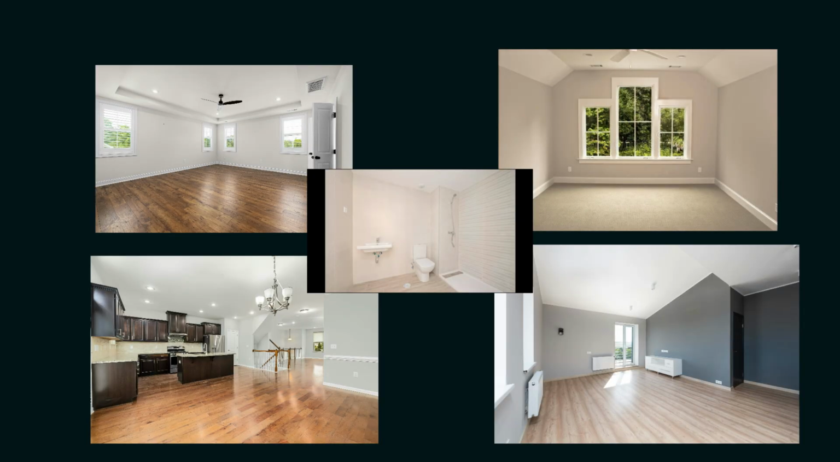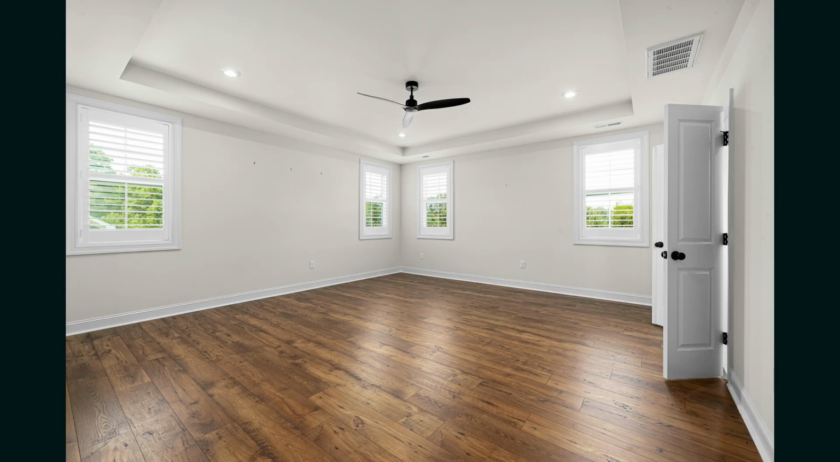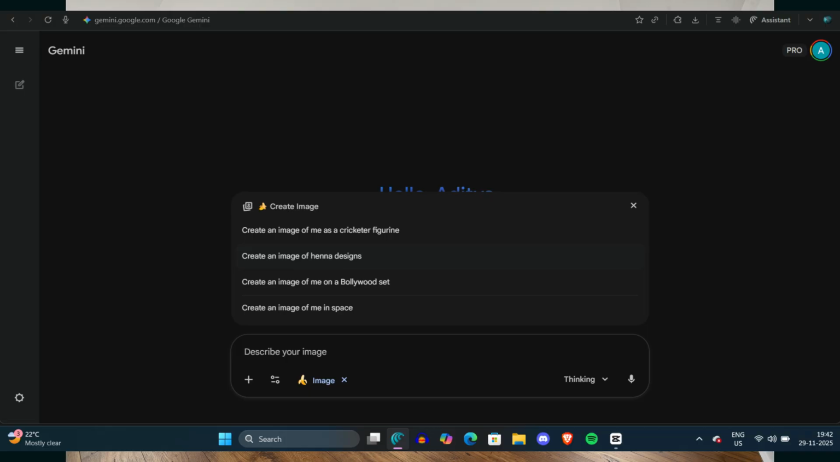Okay, so first things first, we have to find the images of the houses, the unfurnished rooms. So I have these images and one by one we will set them up. Okay, so the first image you can see on the screen is a living room area which is unfurnished, basically windows and a gate. Now the time is to make it beautiful.